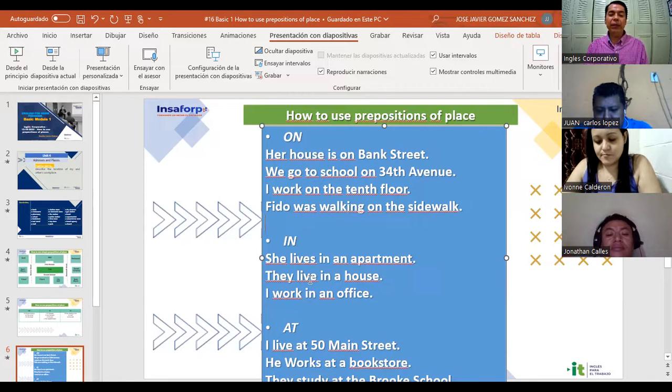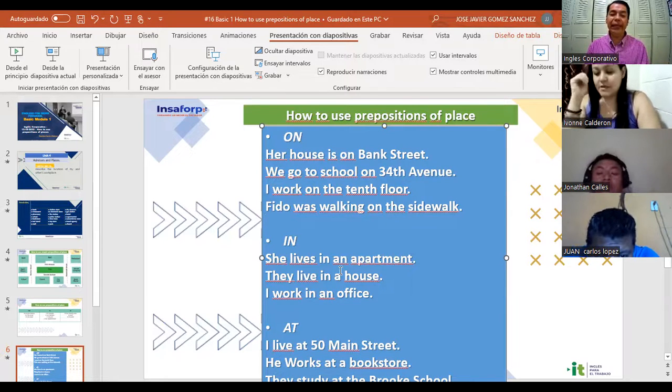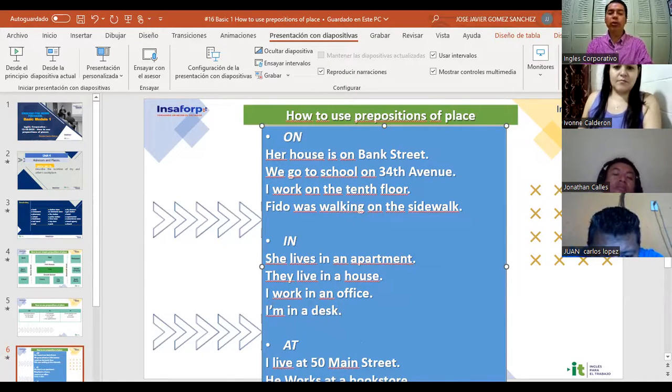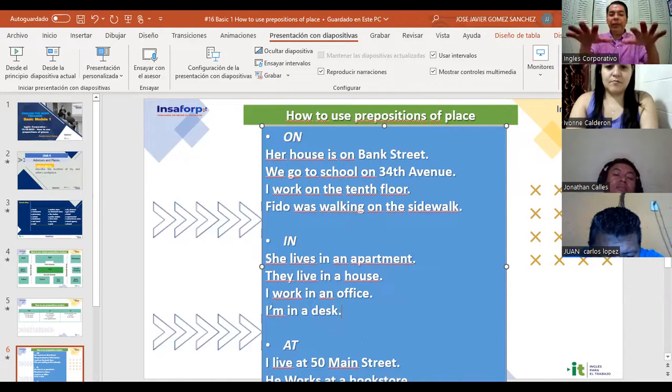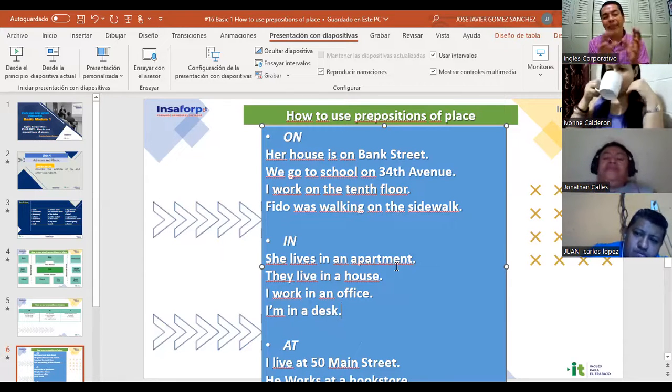Then when we use in, we talk about places that are closed, totally closed, or partially closed, right? For example, she lives in an apartment. The apartment is closed, right? Jonathan lives in a house, right? I work in an office, right? I am sitting in a desk. Let's copy for example, I'm in a desk. Those, you know, esos pupitres en los que usted se sienta y ya puede escribir en los pupitres, ¿no? Entonces, and you can say, teacher, pero yo no estoy encerrado ahí. Sí, sí, pero está parcialmente, partially closed, right?